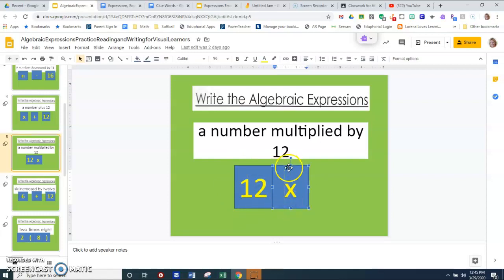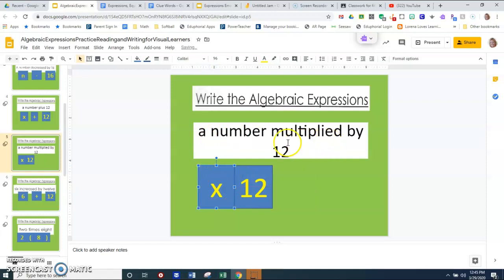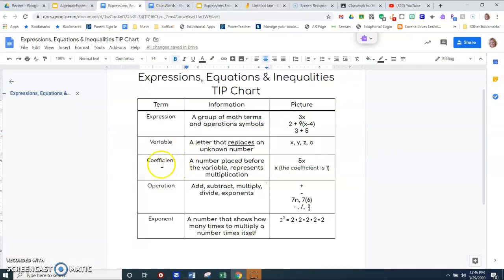If you have it written like this, while that's in the correct order, algebraically, that's not how we want to write it. We want to write it, it's a lot cleaner with the number in front of the variable because we call that a coefficient. And so that is showing multiplication. So if you forget what I'm talking about, coefficient represents multiplication. And so that's how we write it.